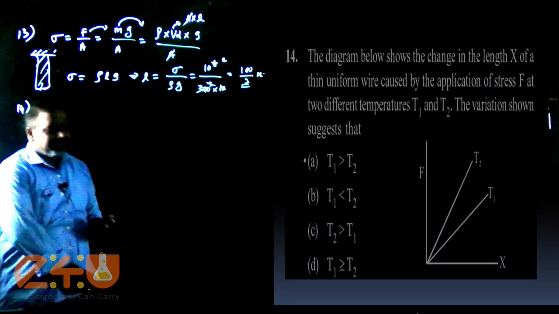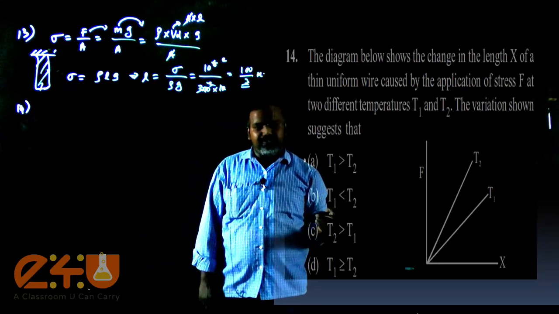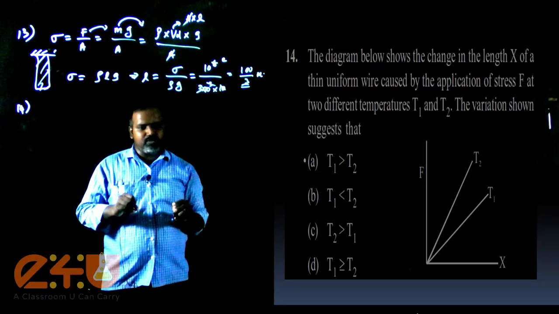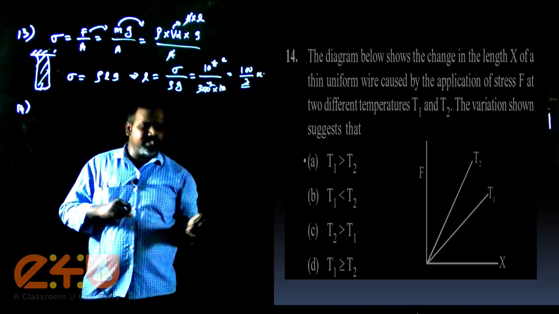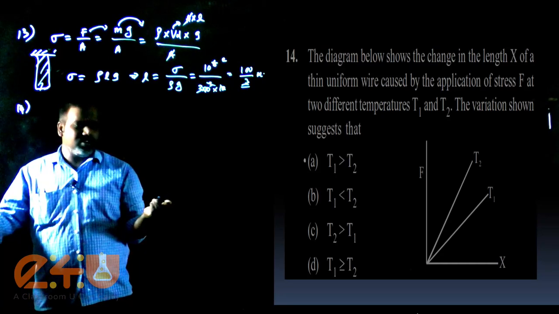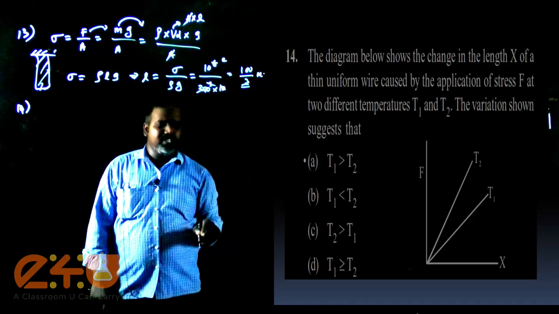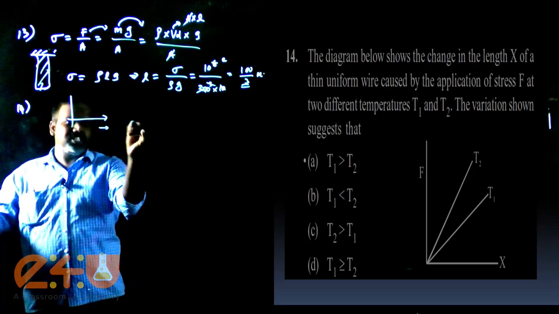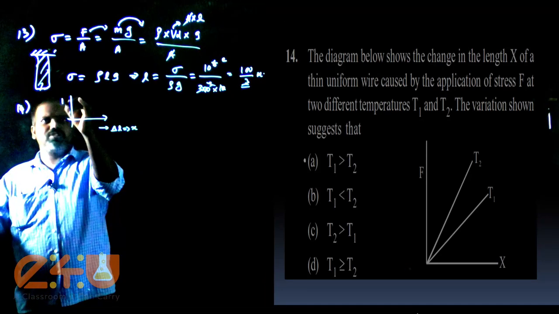So question number 14. This is another very good question. Again, you just go for a stress strain graph. We already said that whenever a graph is given, you have to think about two things: how to check the slope or how to find the area, for any graph related questions. Now you see that in this graph, we have to find out which temperature is more. F is nothing but a force, and x is nothing but the change in length delta L.